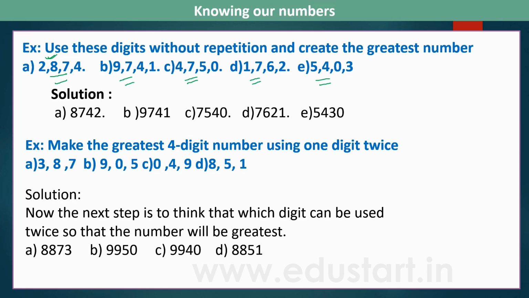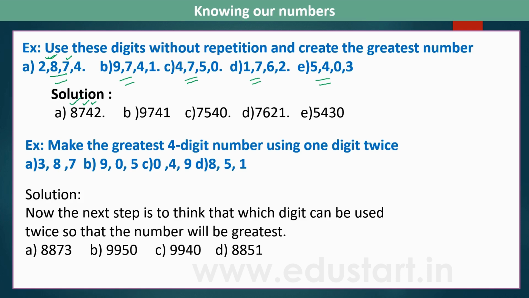If you see the first set of digits, 2874, in this case 8 is the biggest digit, so 8 is placed in the thousands place. The next biggest is 7, so 7 is placed in the hundreds place. The next biggest is 4, so 4 is in the tens place, and the next is 2, which is placed in the units place. Clear? Now consider the next digits.